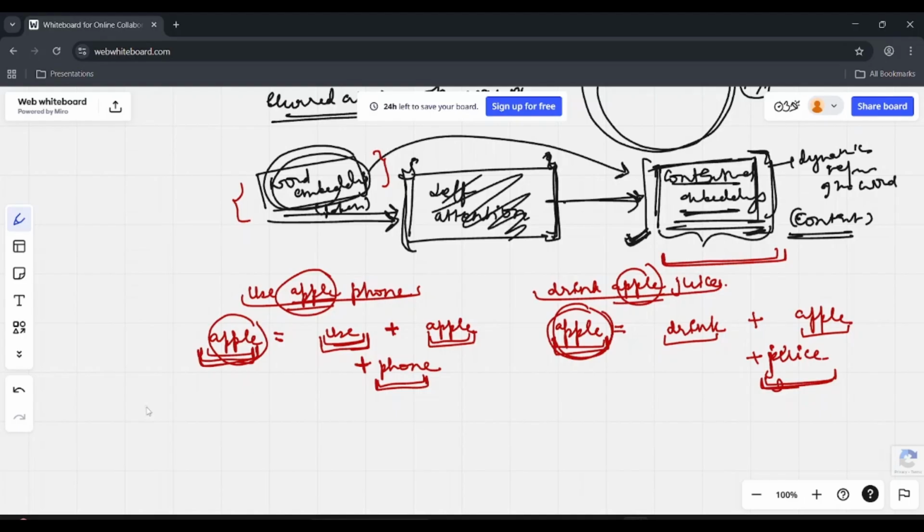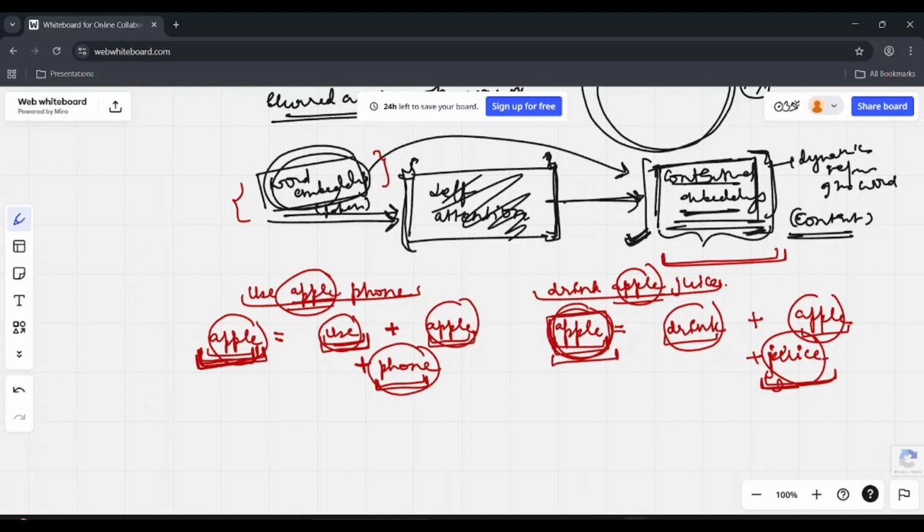But there is one problem here. Do you really think that in order to find the vector representation of apple, every word has equal importance? No, right? We can't have the same weights for every word. Some words have a very strong influence on our word.